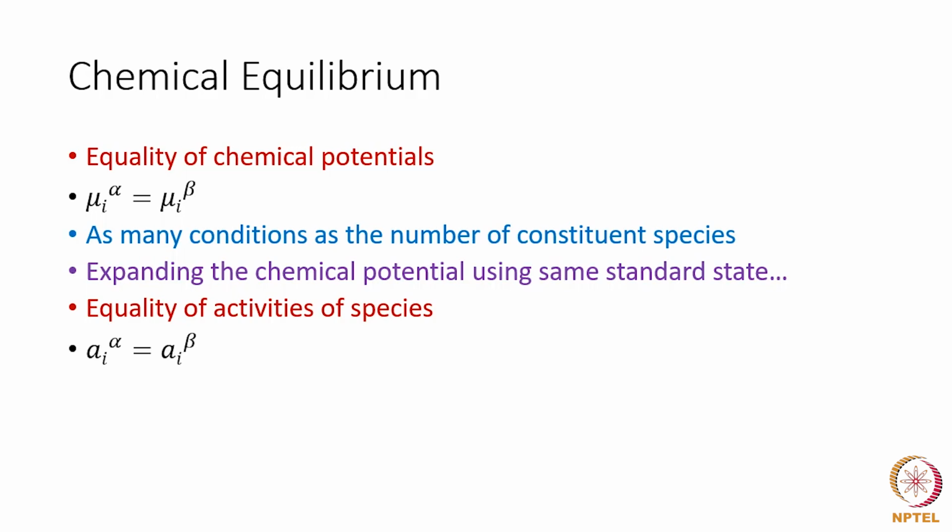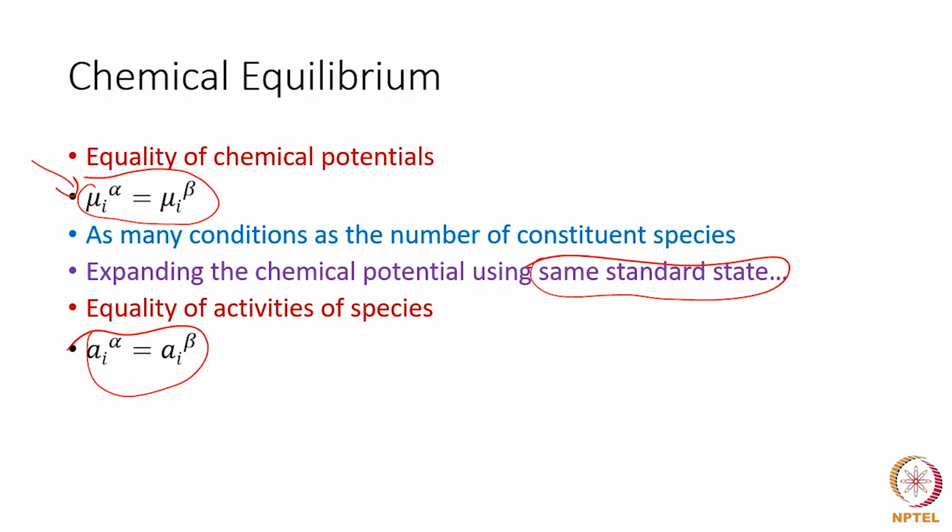Okay, and so we may write that this condition is equivalent to this condition, subject to using the same standard. So one may say that the chemical potentials have to be equal or activities have to be equal. They are basically saying the same thing. And we know that for ideal solutions activity can be written as the atom fraction itself.